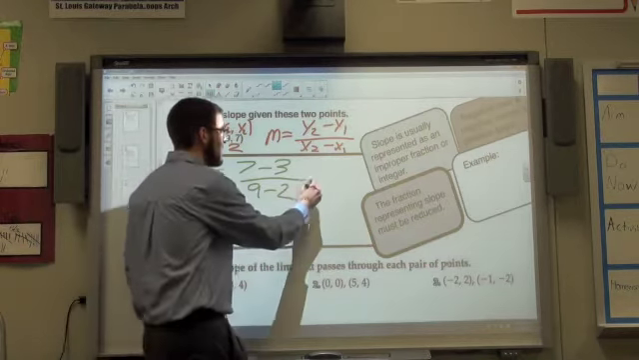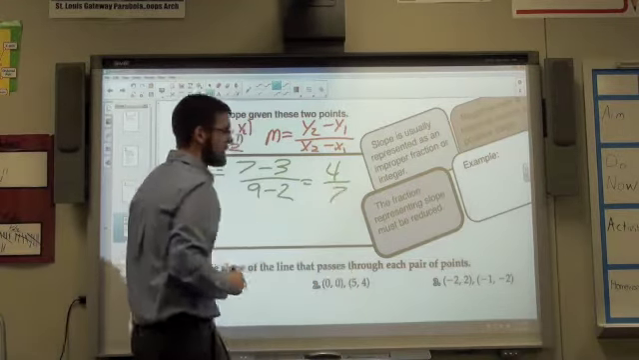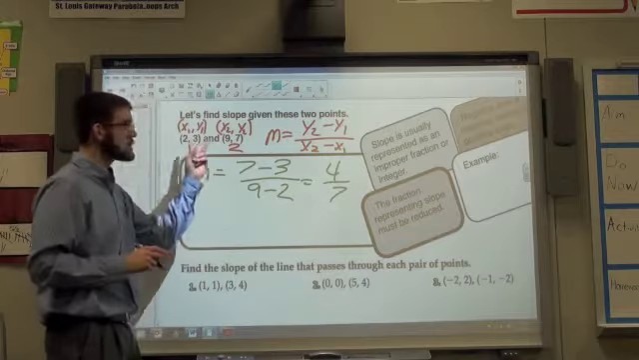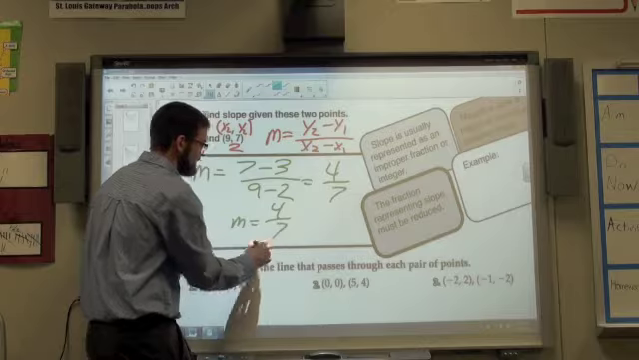7 minus 3 is 4. 9 minus 2 is 7. So our slope for these 2 points is m equals 4/7.